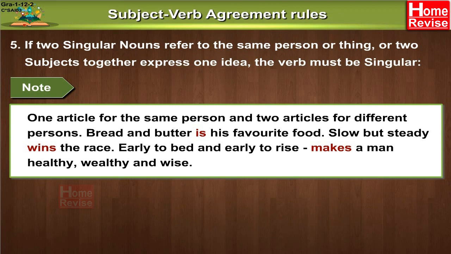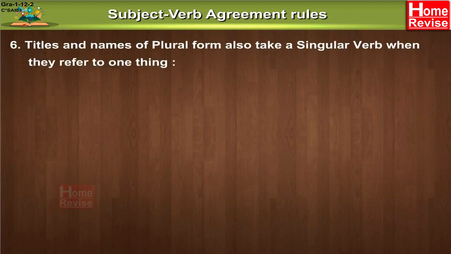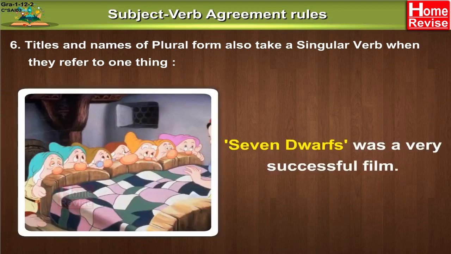Bread and butter is his favorite food. Slow but steady wins the race. Early to bed and early to rise makes a man healthy, wealthy, and wise. 6. Titles and names of plural form also take a singular verb when they refer to one thing. 7 Dwarfs was a very successful film.